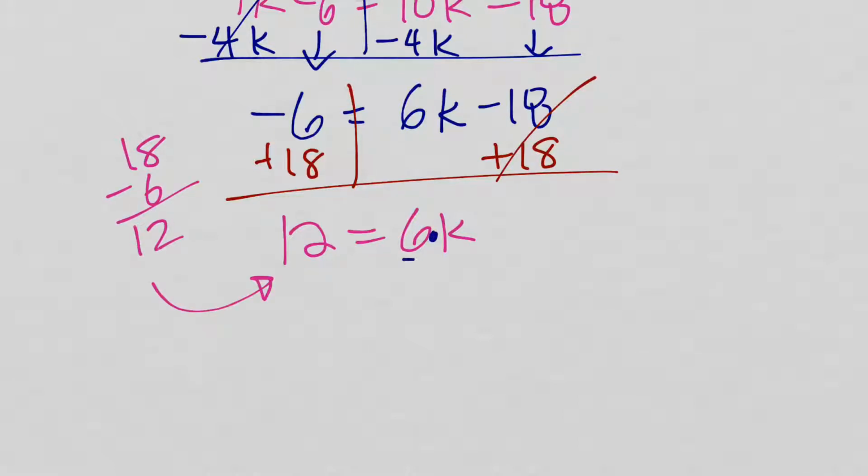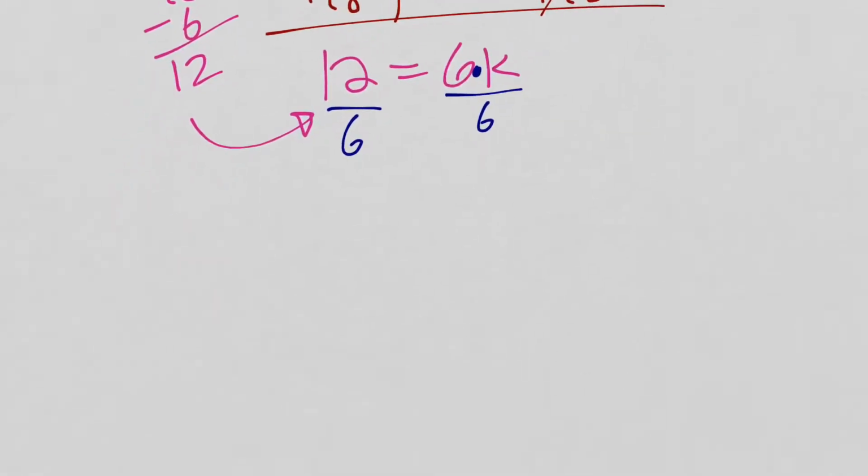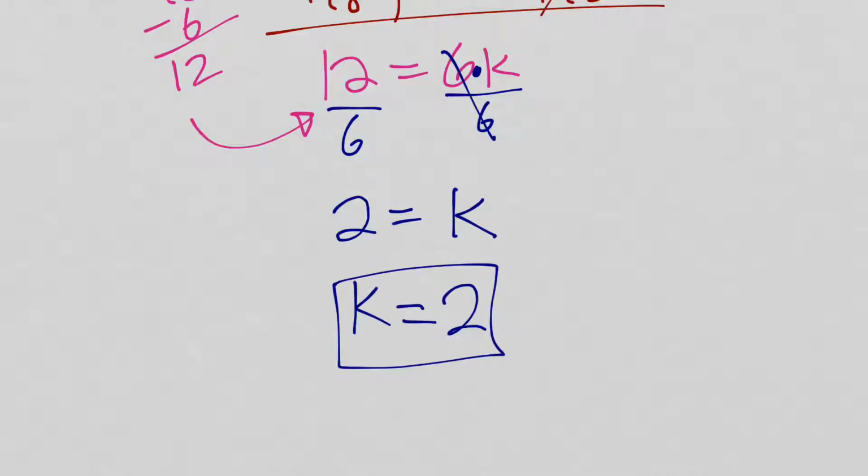6k means 6 times, so I'm going to divide both sides by 6. And when I divide 12 by 6, I'm going to get 2. And when I divide 6k by 6, you're going to notice that the 6 divided by 6 will just give you 1, so 1k or just k. So your answer would be k equals 2.